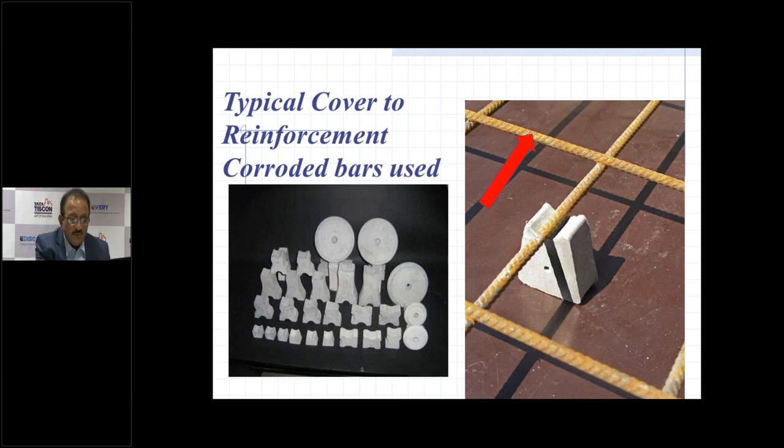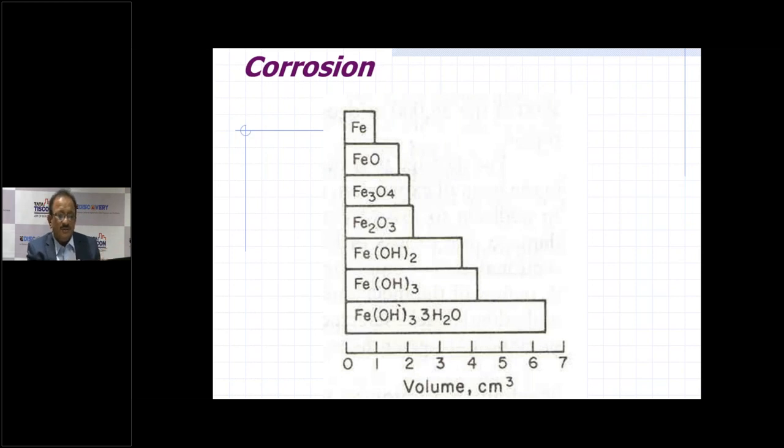In the next slide you will see the effect of corrosion. If the original bar is having, say, a volume of 1 unit, the corrosion products like FeO, Fe3O4, etc., and finally the corrosion product is Fe(OH)3·3H2O. So you can see the steel gets expanded to 6.5 times. So in layman's term, I can say a 10 mm bar, when it is fully corroded, will occupy a volume of 65 millimeter roughly. So to that extent, the corrosion product will occupy larger volume.